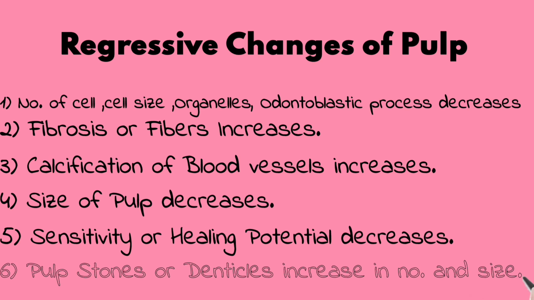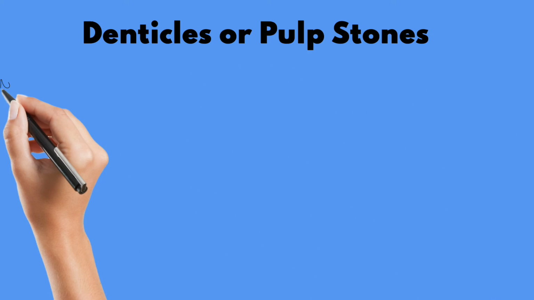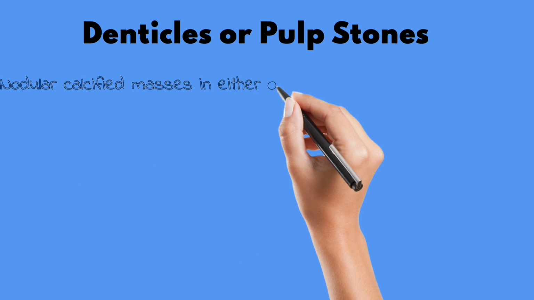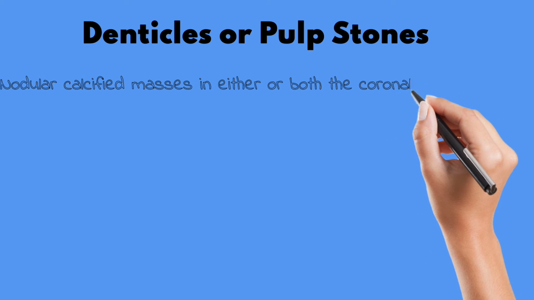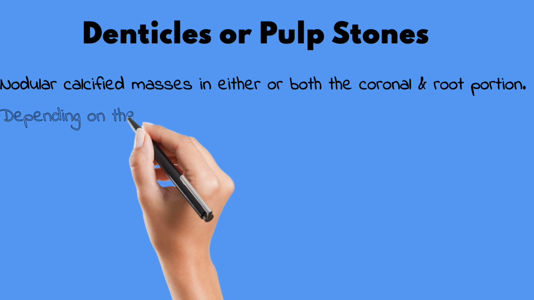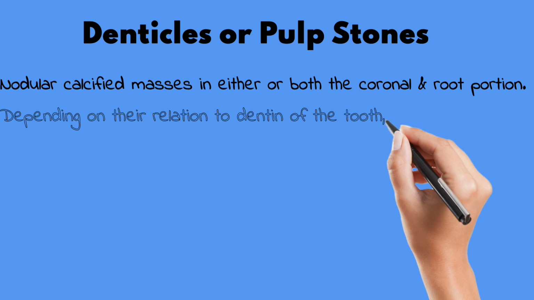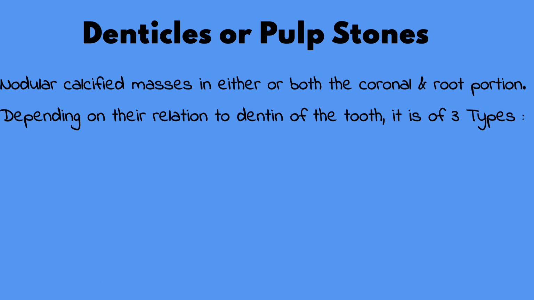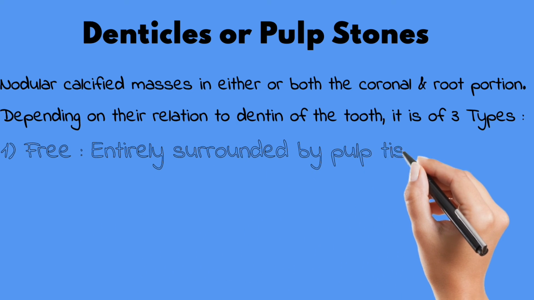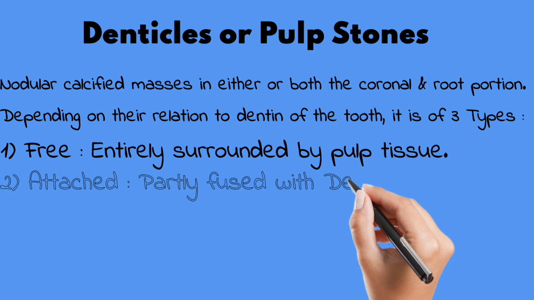So friends, what do we mean by pulp stones or denticles? Let's study this. These denticles are nothing but nodular calcified masses. So these are nodular calcified masses which are present in both the coronal and the root portion of the pulp. Depending on their relation to the dentine of the tooth, pulp stones are of 3 types. First, we have the free denticles. These are entirely surrounded by the pulp tissue.